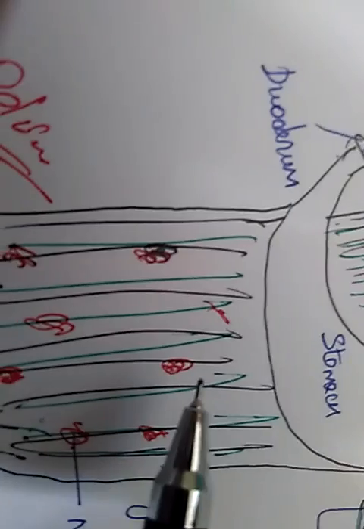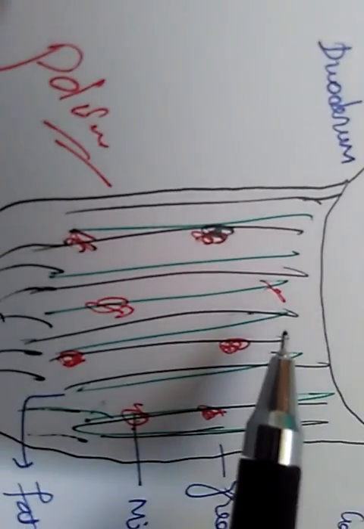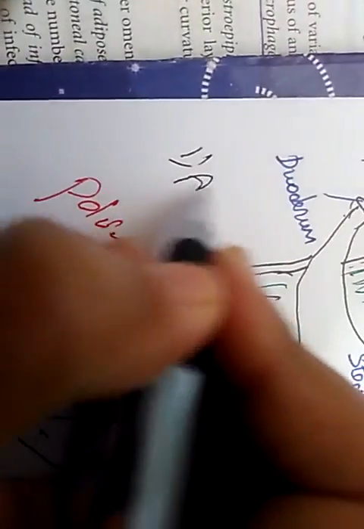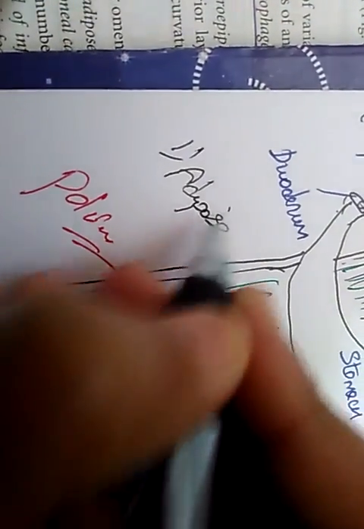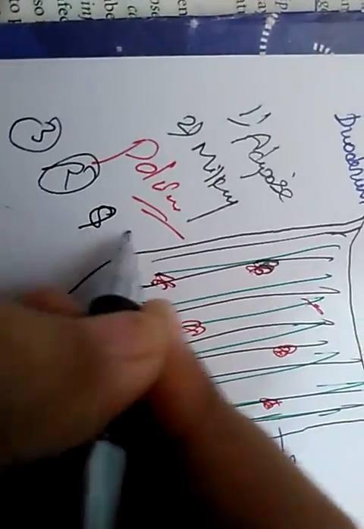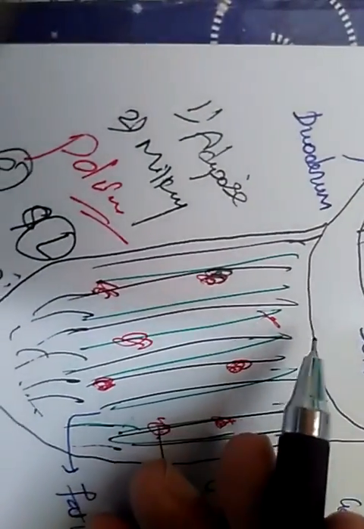Now the contents of the greater omentum. It consists of adipose tissue, that is fat, milky spots, that is the dense aggregates of macrophages, and right and left gastroepiploic vessels in the greater curvature of stomach between the anterior and posterior layers.